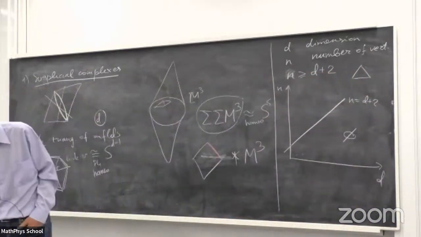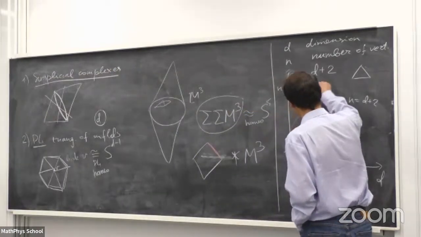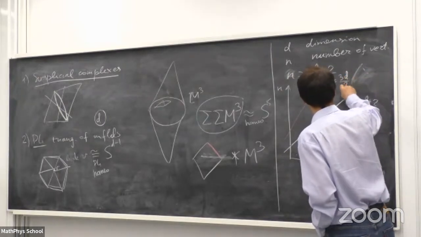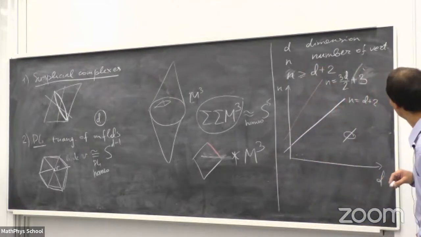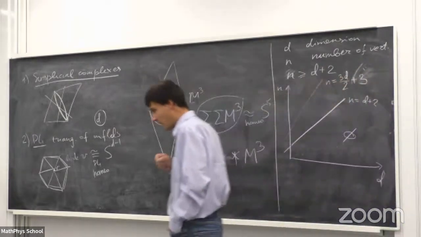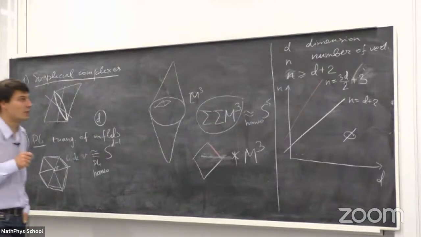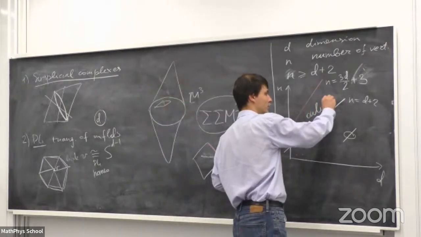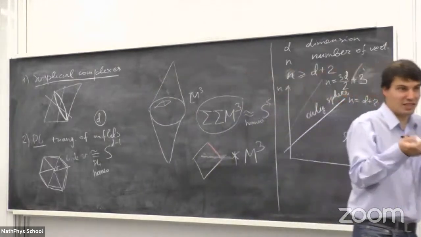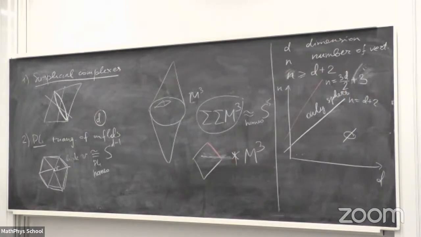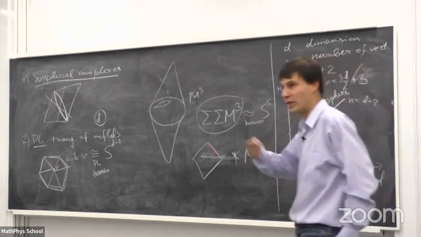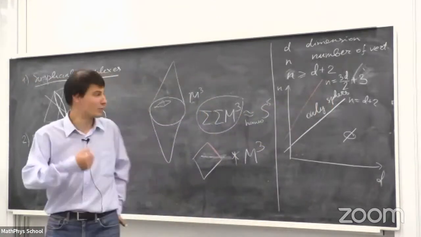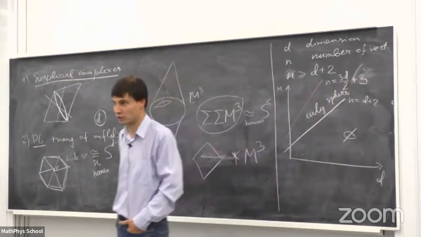But an interesting thing is that there is another interesting bound, namely N equals 3D over 2 plus 3. Below this bound, we have only spheres. We cannot triangulate anything with non-trivial topology. Sphere is the trivial topology, the simplest possible topology for a D-dimensional manifold. We cannot triangulate anything with non-sphere topology with a smaller number of vertices than 3D over 2 plus 3.